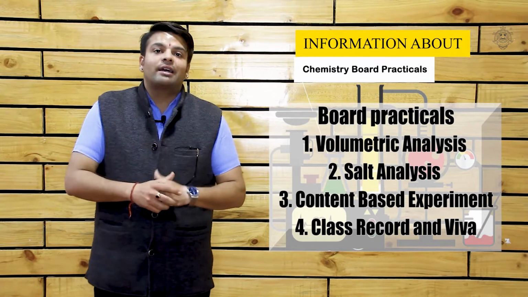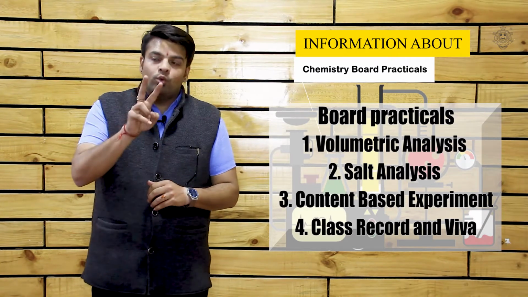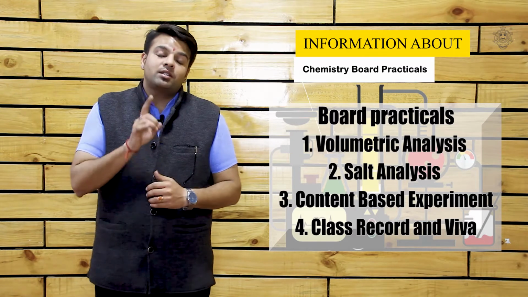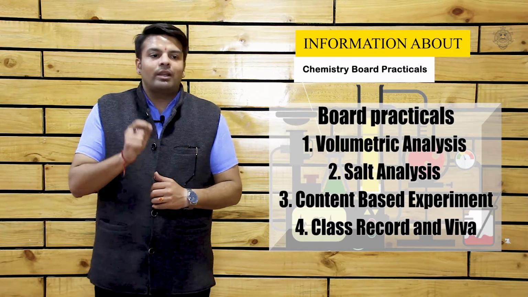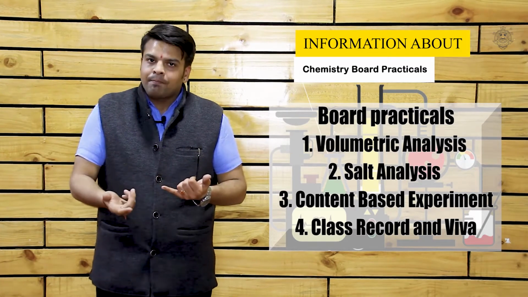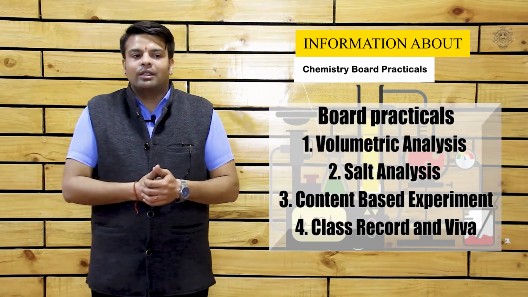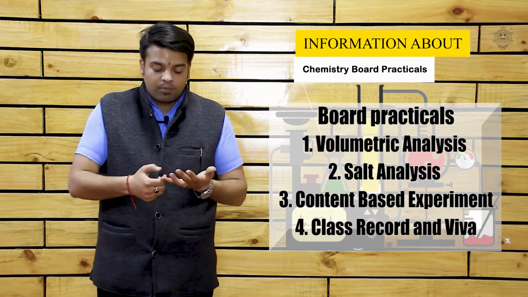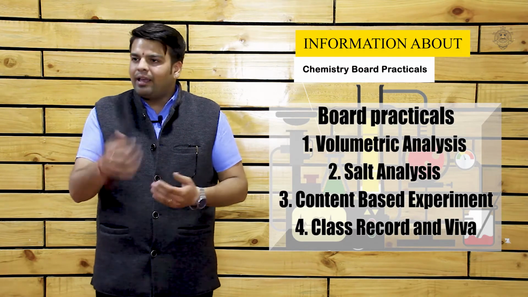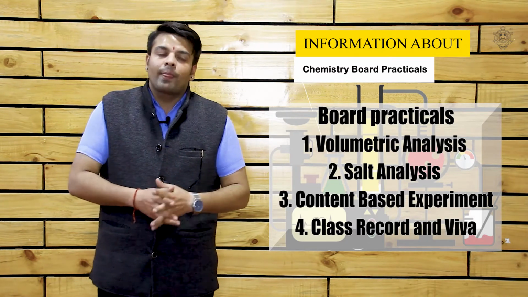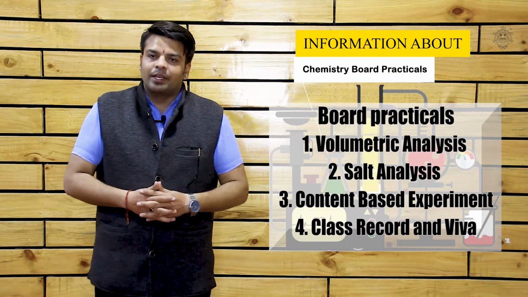Then you will go through the content based experiment, which carries 2 different options. First is the preparation of an inorganic compound, like you can prepare ferrous ammonium sulfate, and second is the identification of organic compounds like alcoholic group, carboxylic acid group, phenolic group, aniline group, anything which you want, or which you are pursuing.